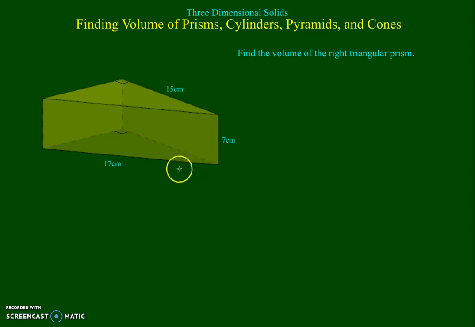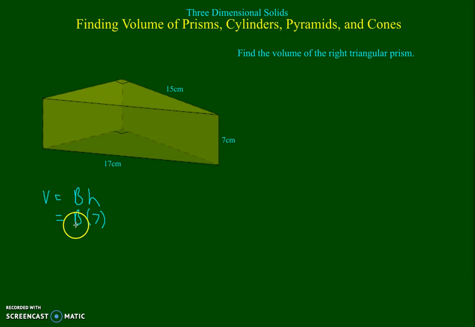Now this is a right prism, and as it appears, the base is actually a right triangle. So we're going to find the volume of this and start out with the formula. So we know that volume equals area of the base times height. That is the volume in general of a prism. Now this prism has a height of 7 centimeters. That makes this area of the base times 7.